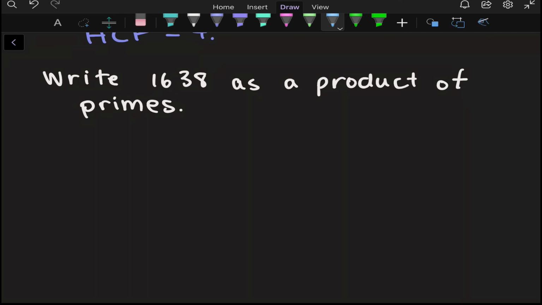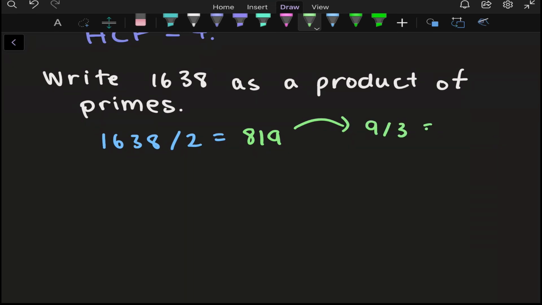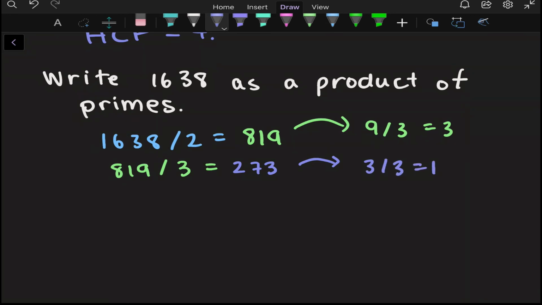Okay, so I'm just going to divide because I don't want to build a giant factor tree. So I start with 1638. It's an even number, so I'm going to divide it by 2, and that gives me 819. Now we haven't come across a 9 yet, but I know that 9 divided by 3 is 3. So I'm pretty sure I can divide this by 3. So I can go 819 divided by 3 is equal to, and if we do that calculation, we get 273. Awesome. So again, a 3. And I know that 3 divided by 3 is 1, so I should be able to divide this by 3.